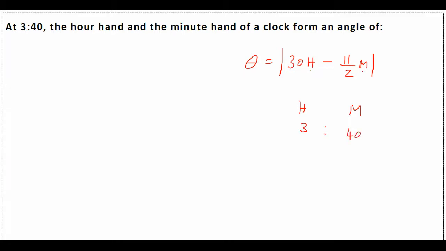Then why are you putting these two lines? These lines denote that if your value is negative, we have to convert it to a positive value. For example, if you get 90 minus 100, then your answer will be minus 10. If you put that in these two lines, it becomes plus 10. Clear? So if you solve this question using this formula, you get the answer. But I am going to teach you the logical way of solving this question.